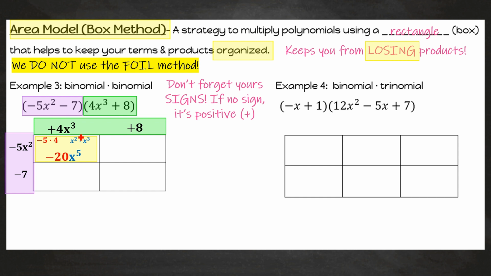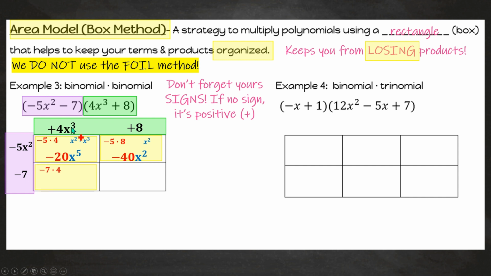Then we're going to fill in the next row. So we have -5x squared multiplied by a positive 8, and we have our x squared, so we have -40x squared, because -5 times positive 8 is -40.